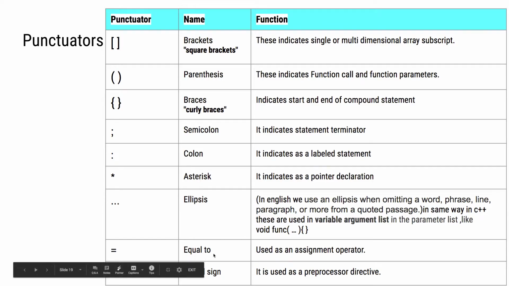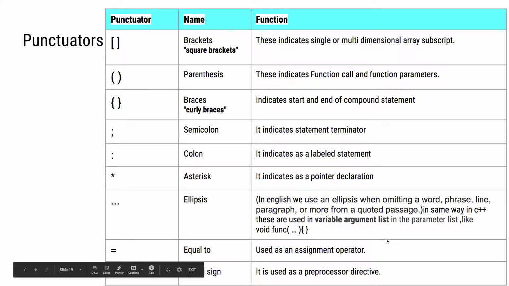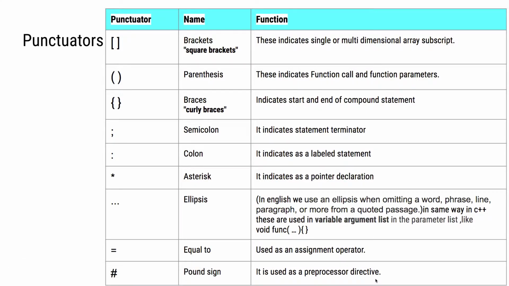Then we have our equal to operator, which is used for assignment. Next is the pound operator, which is used for preprocessor directive, which is hash. We will be implementing all these in our future videos, but right now you just need to remember the names and functions. Now let's focus on different kinds of operators, their functions and some examples.